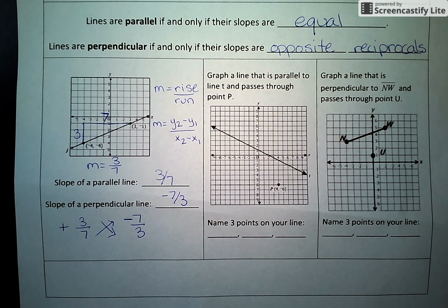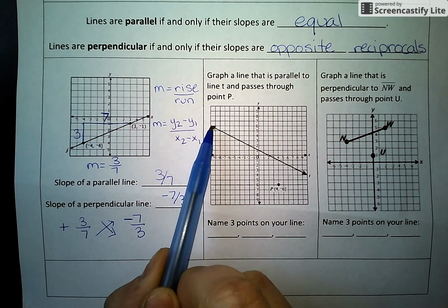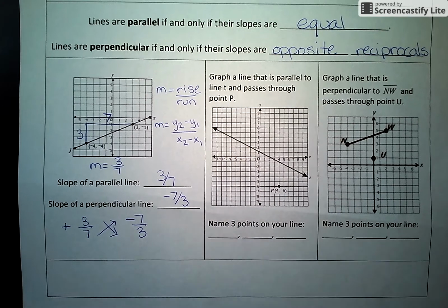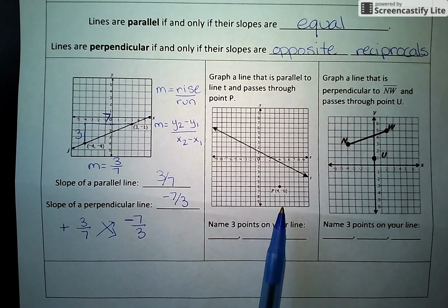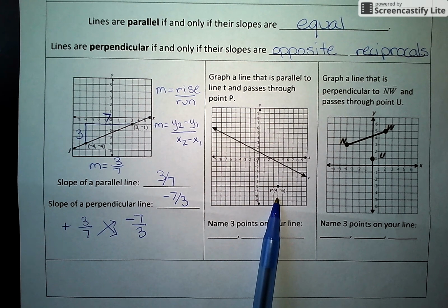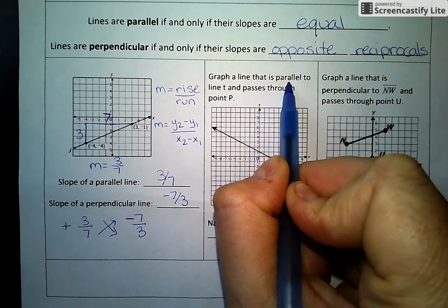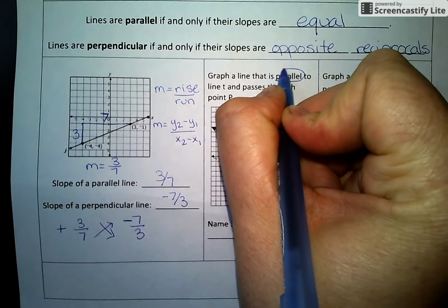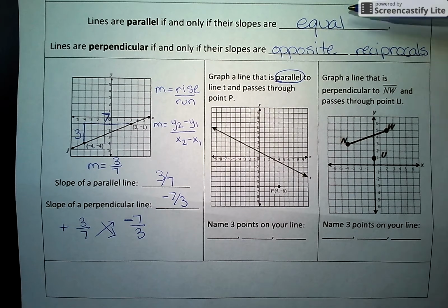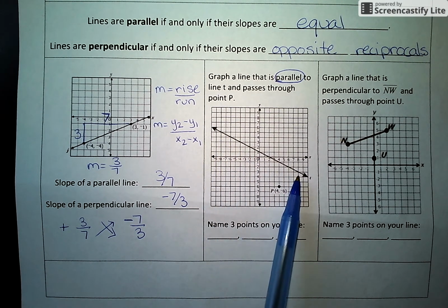Our second example here says we need to graph a line that is parallel to line T, which is the line given here. And it also must pass through point P at 4, -6. Again, to create a parallel line, we have to have exactly equal slopes. Therefore, we need to find the slope of this line first.